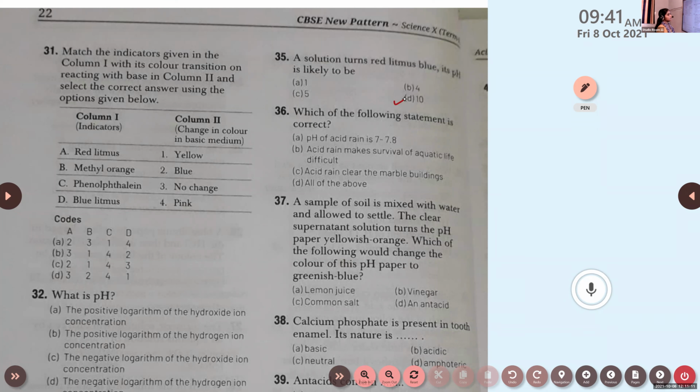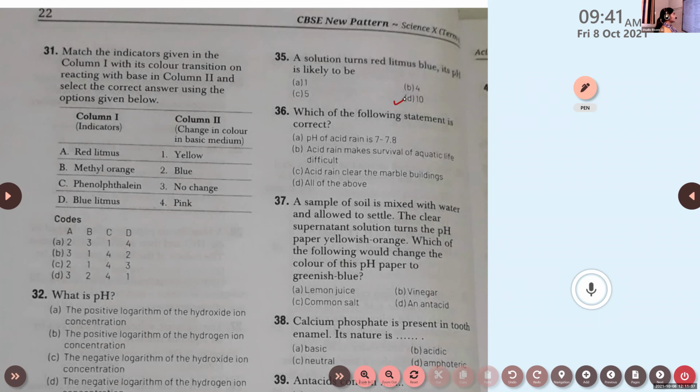Badra, can you read? Which of the following statements is correct? Option A, pH of acid rain is 7 to 7.8. Option B, acid rain makes survival of aquatic life difficult. Option C, acid rain cleans the marble buildings. Option D, all of the above. Okay. Which of the following statements is correct?